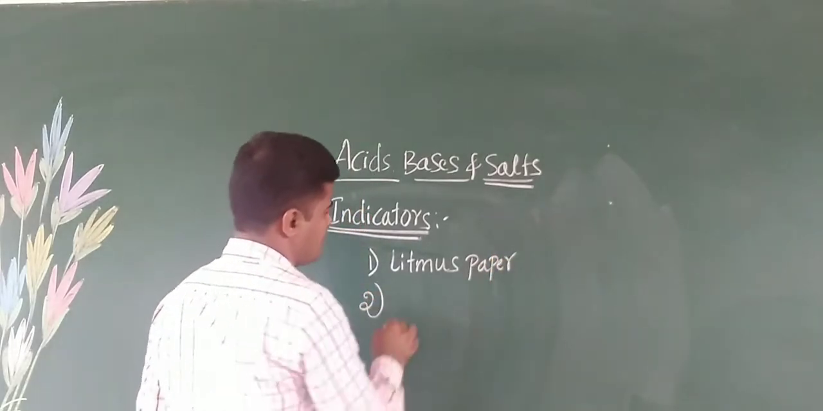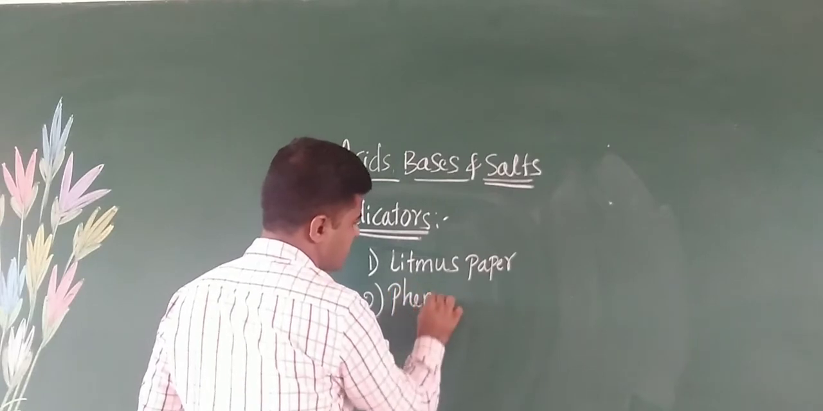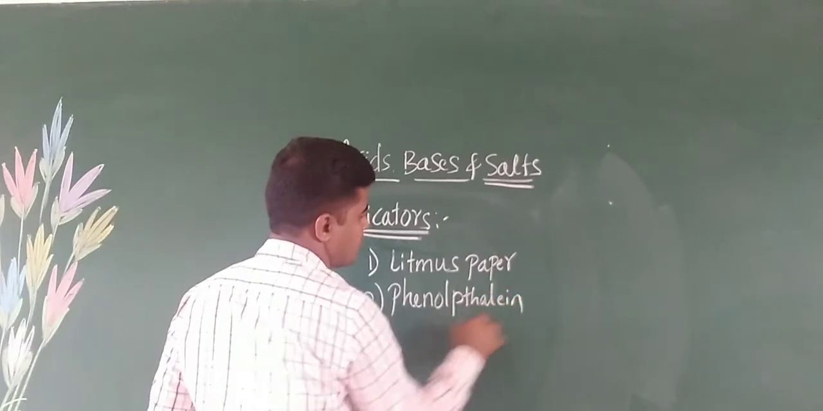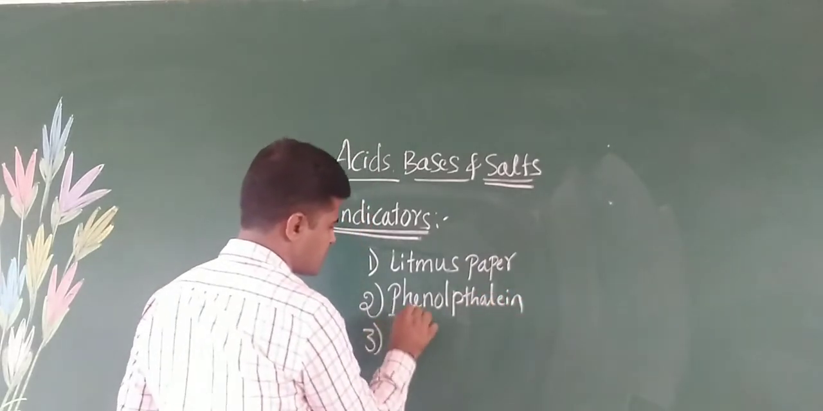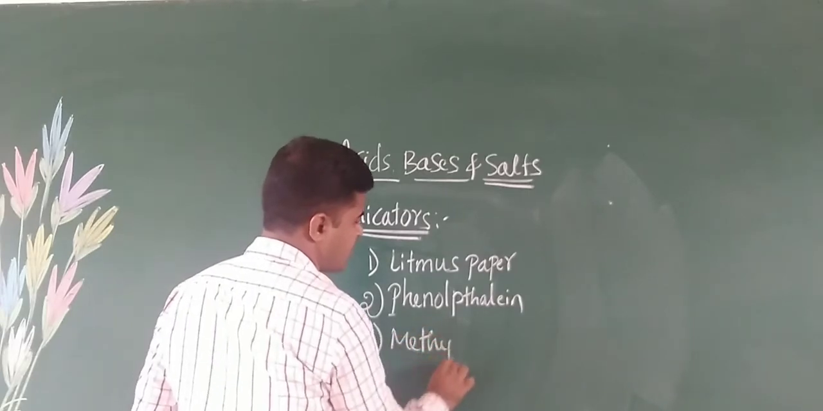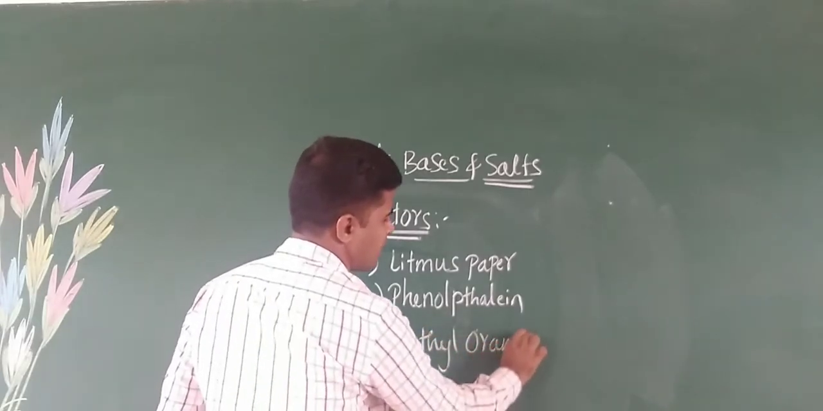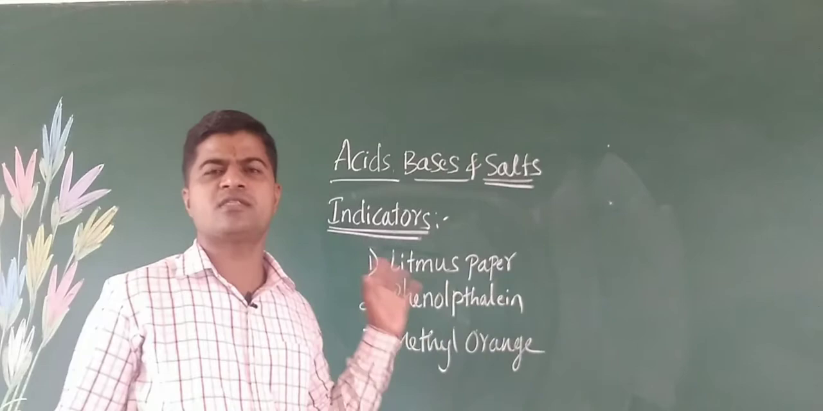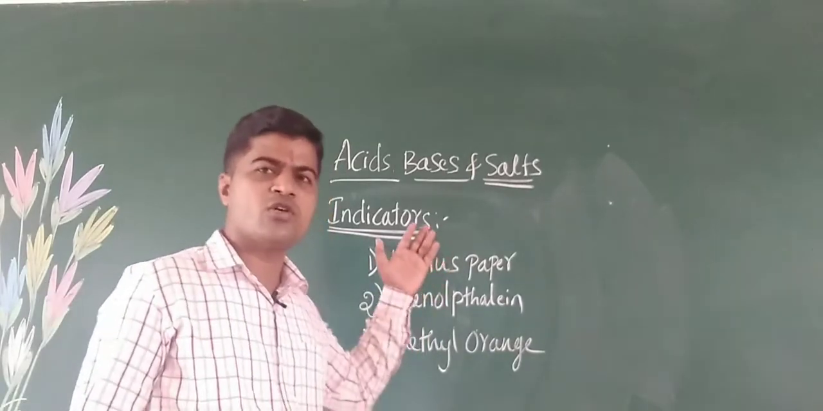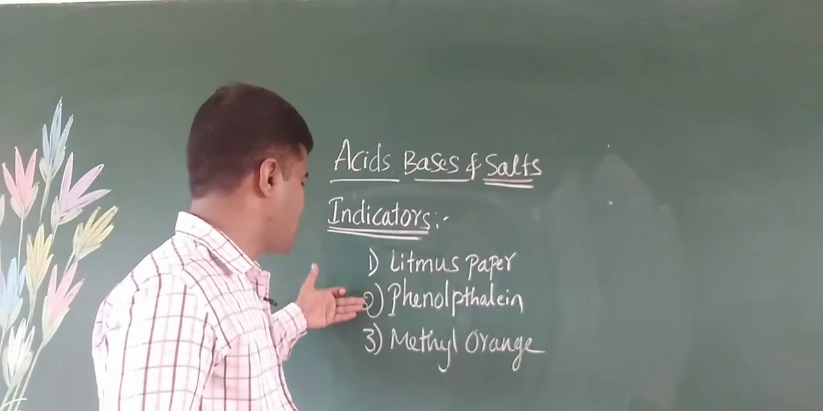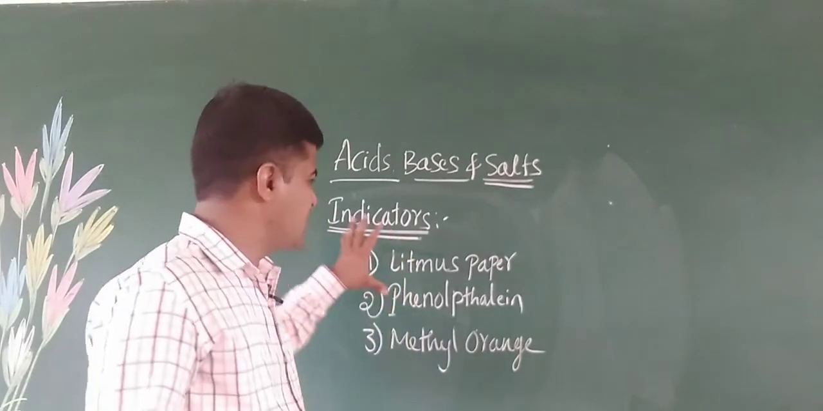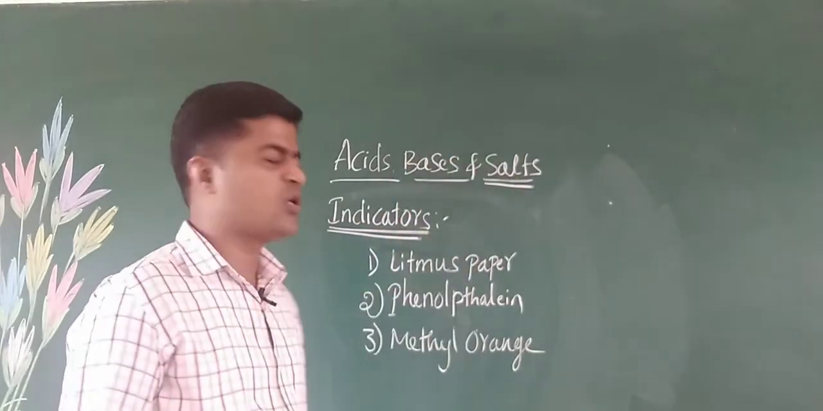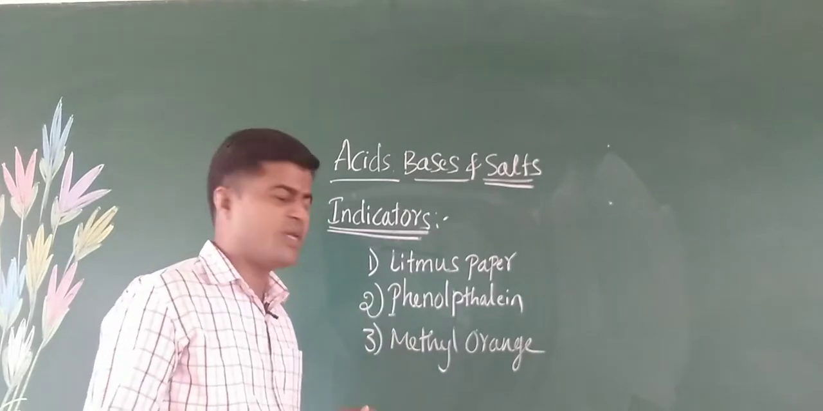Second one, that is phenolphthalein. Third one, that is methyl orange. Okay, these are the familiar ones. Even in board exams, like CBSE board exams, they used to ask questions on this, that is about litmus, phenolphthalein, and methyl orange. They will also ask in the practical part, Section B, about litmus paper, phenolphthalein, and methyl orange.